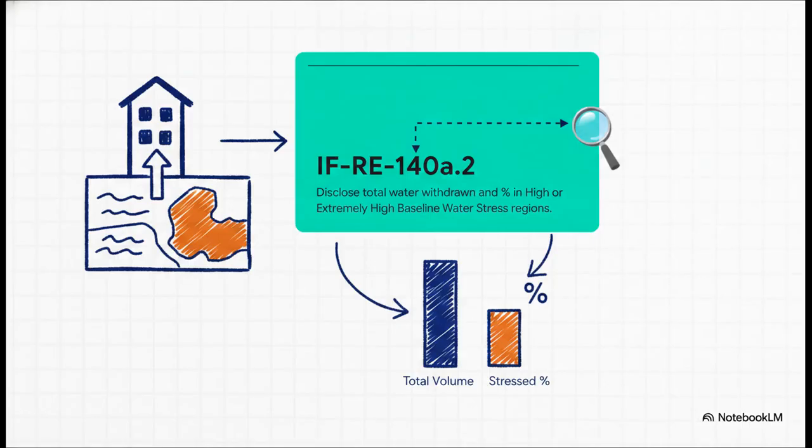And that brings us to the core metric we're zeroing in on today, IFRE 148.2. It's a dual-focus metric, which is honestly brilliant because it marries consumption volume with geographic vulnerability. You can't just say how much water you use anymore. You have to report your total water withdrawn and exactly what percentage of that water is being pulled from regions that are actively running out of it.